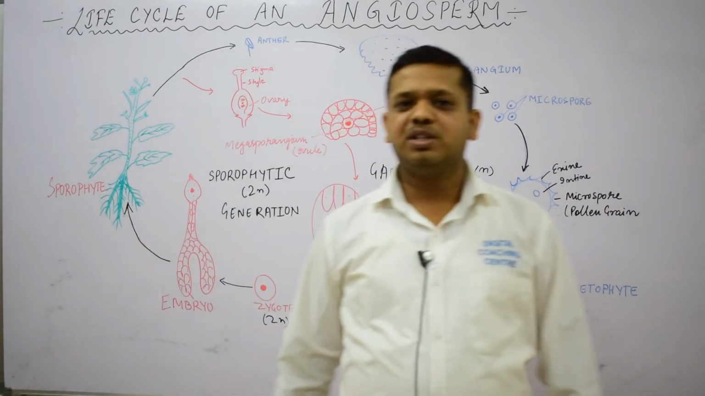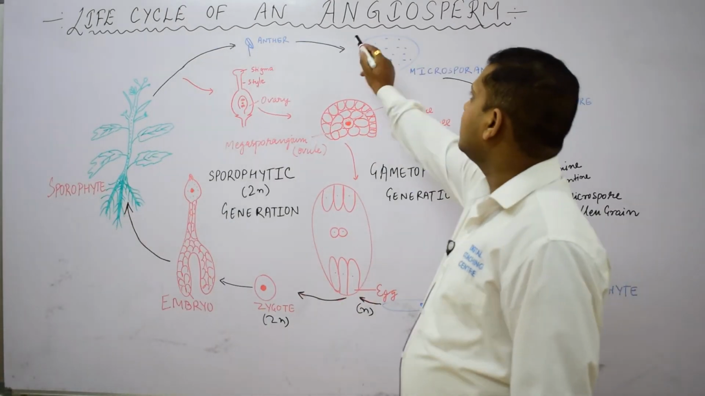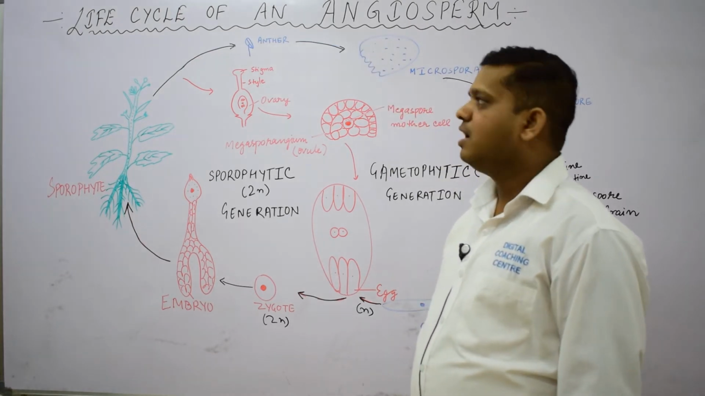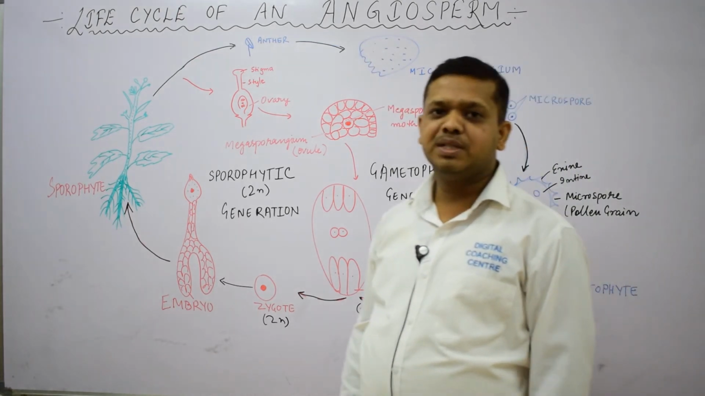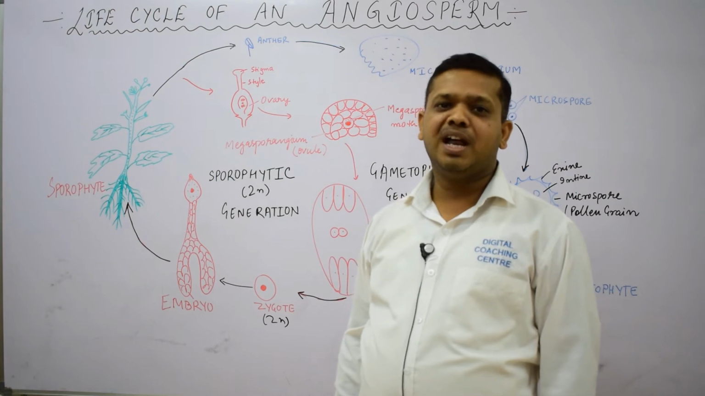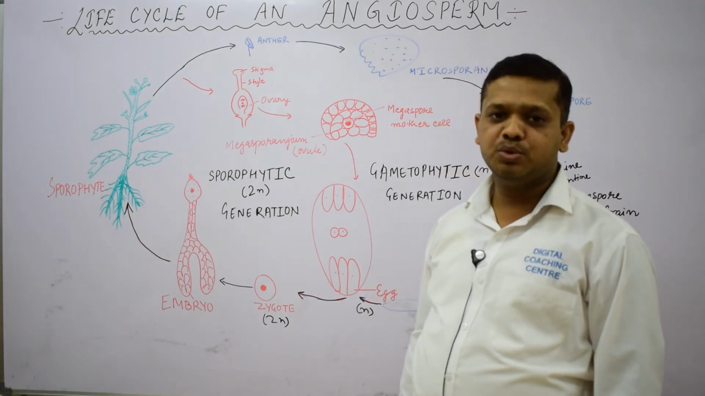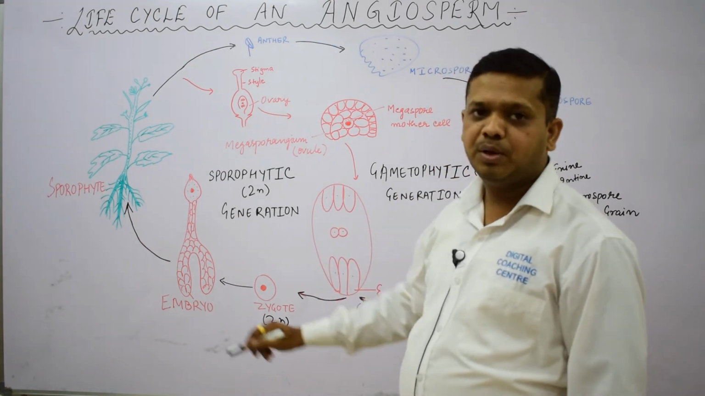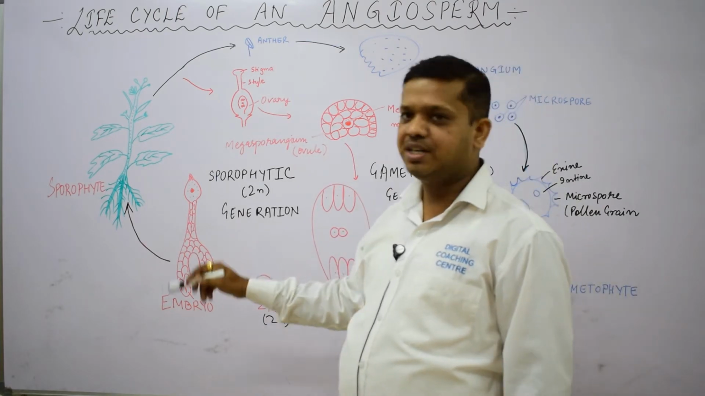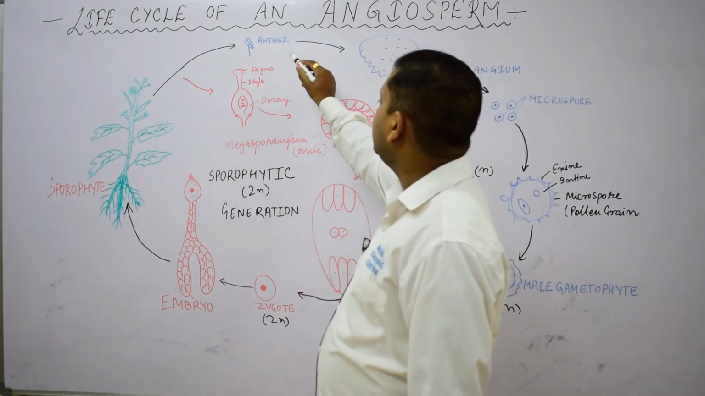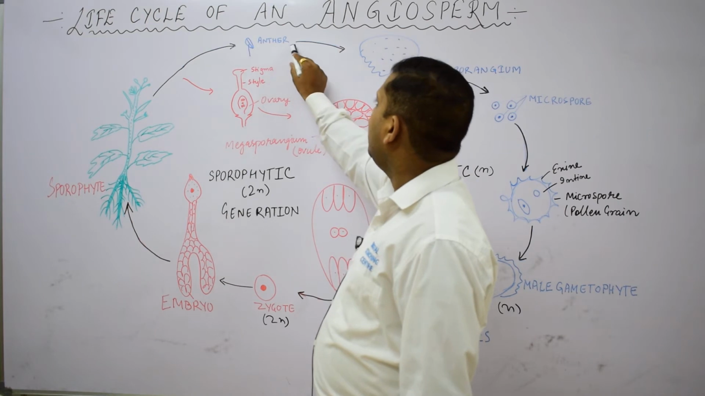Good morning friends, today we will talk about the life cycle of an angiosperm. As we know, angiosperm is the largest division of the plant kingdom, and we will see the life cycle with the help of a cyclic presentation here. We will see the male gametophyte, which is known as the anther.